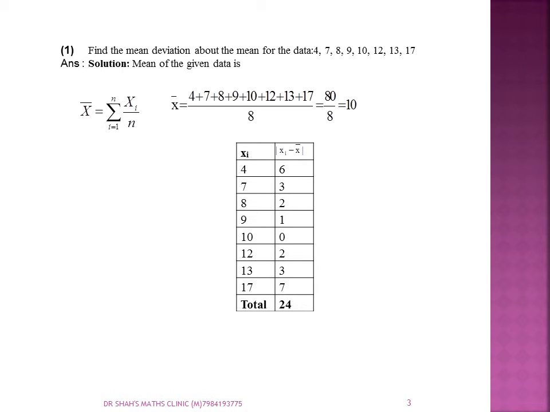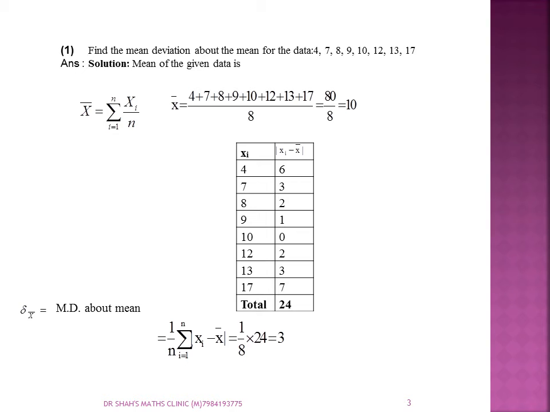Now the formula for the mean deviation is delta x bar. So delta x bar, the mean deviation about the mean, equals sigma i running from 1 to n modulus of xi minus x bar by n. Here n, the total number of observations, is 8, and the sum of modulus of xi minus x bar we already found is 24. 8 3s are 24. Therefore the mean deviation about the mean is 3.